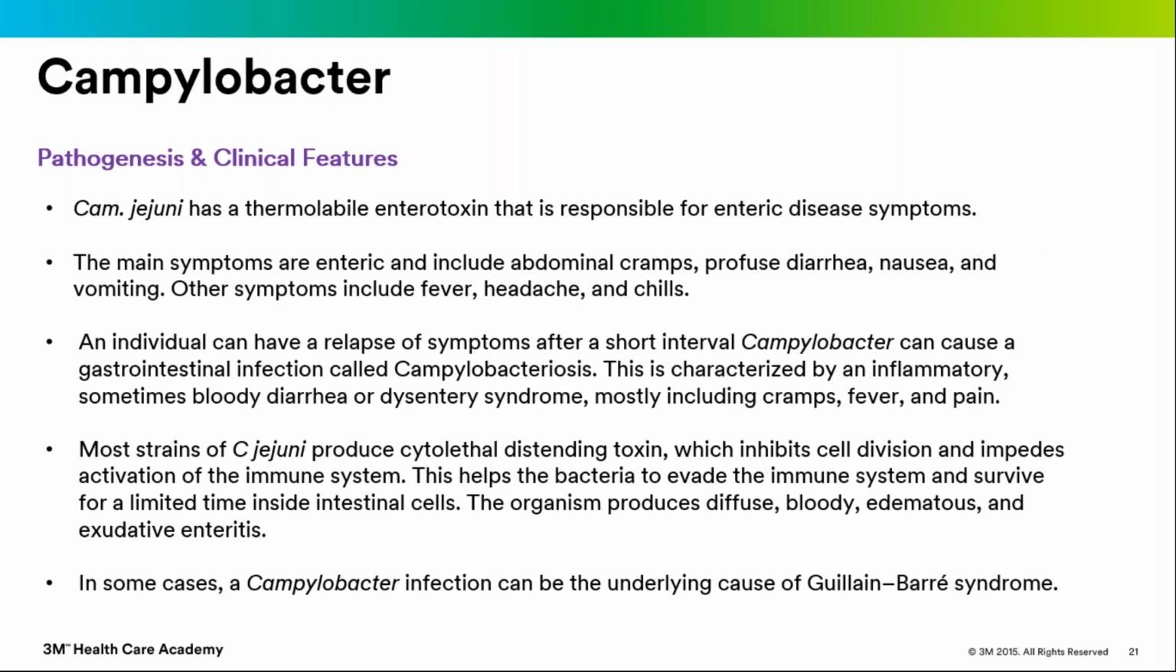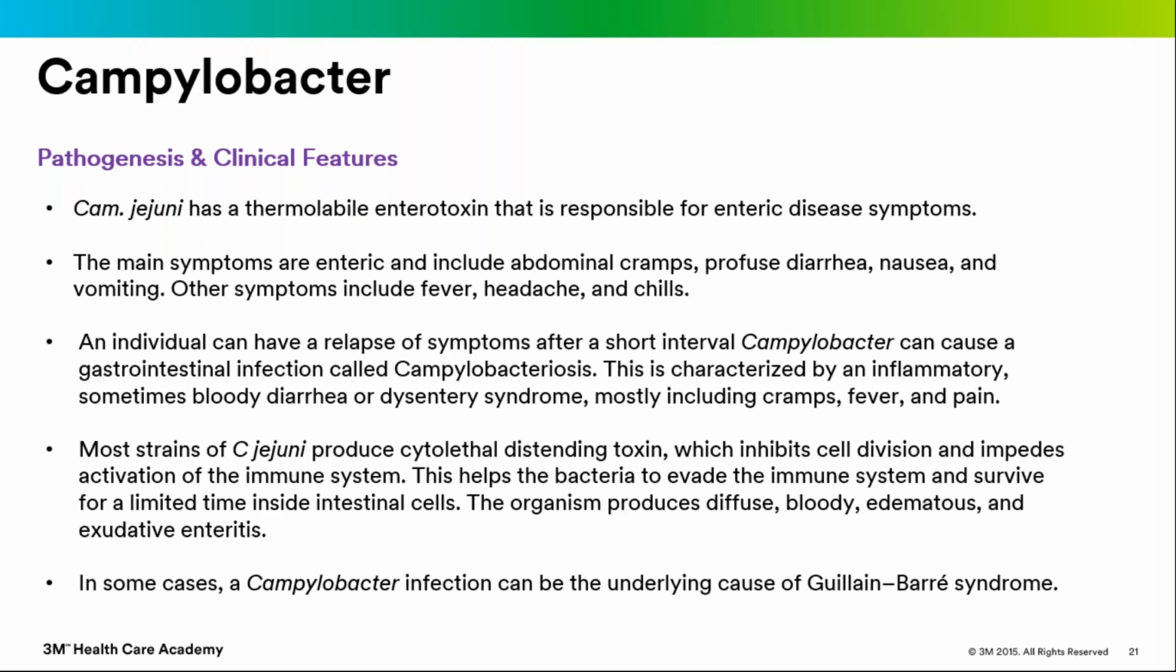Coming to the pathogenesis and clinical features. Campylobacter jejuni has a thermolabile enterotoxin that is responsible for enteric disease symptoms. The main symptoms are enteric and include abdominal cramps, profuse diarrhea, nausea, and vomiting. Other symptoms include fever, headache, and chills. An individual can have a relapse of symptoms after a short interval. Campylobacter can cause a gastrointestinal infection called campylobacteriosis.